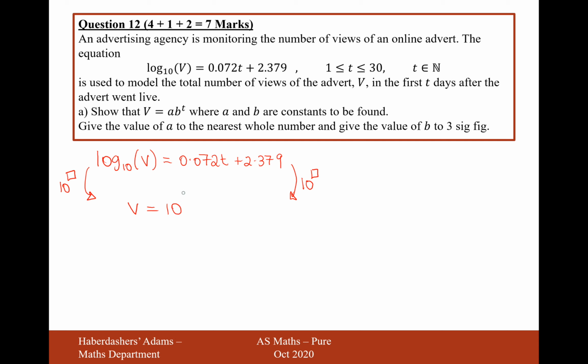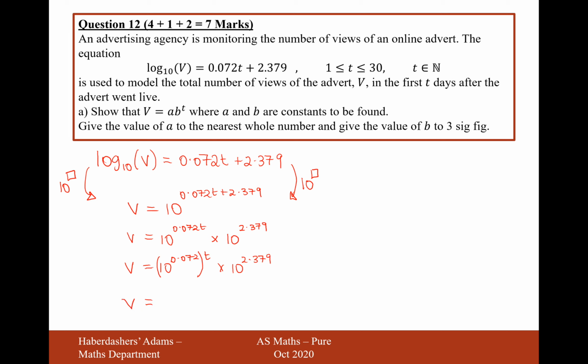So it's going to be equal to 10 to the power of 0.072t plus 2.379. Now I'm going to use one of the rules of indices. If you're adding indices together, you multiply with the same base. So it's going to be times 10 to the 2.379. The next thing I'm going to do is factorize out this t from the top and write it as 10 to the power of 0.072, to the power of t, times 10 to the 2.379.